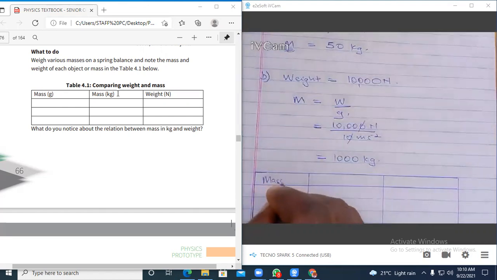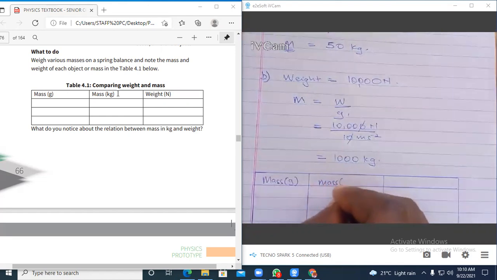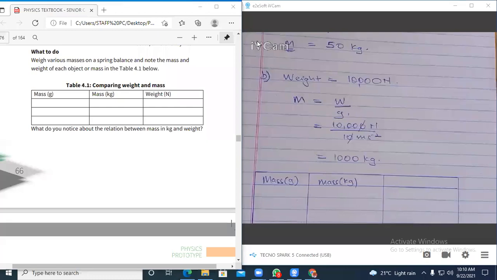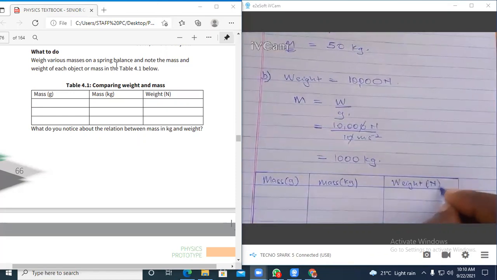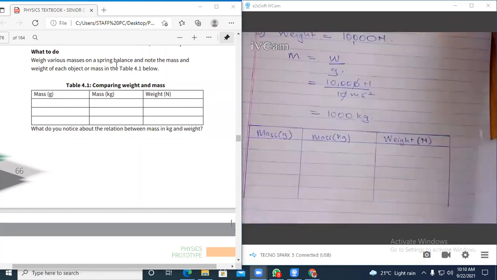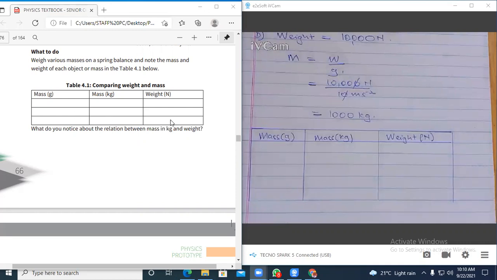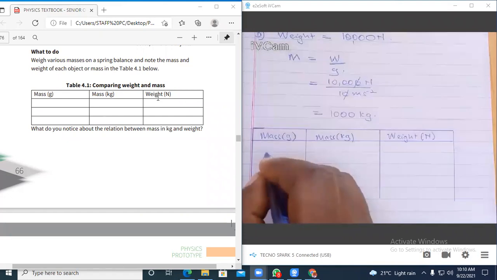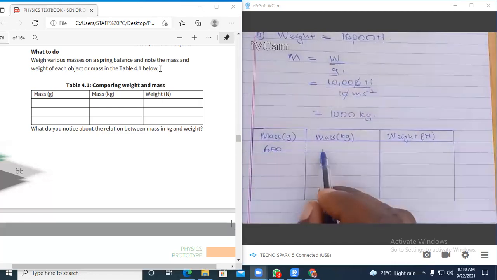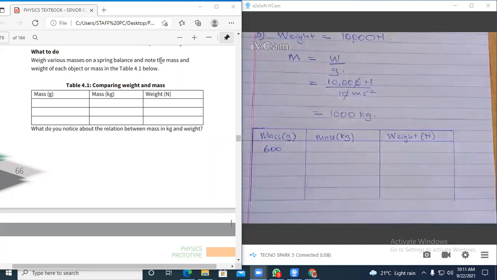So this is mass in grams. This is mass in kilograms. And this is weight in newtons. Okay? Now, we don't have values here, but we are going to get those values. Let me first give you one example. Let's say if you have 600 grams, and you want to change 600 grams to kilograms, what do you do? You divide by 1000. So you get for me the answer, and also get for me the weight.